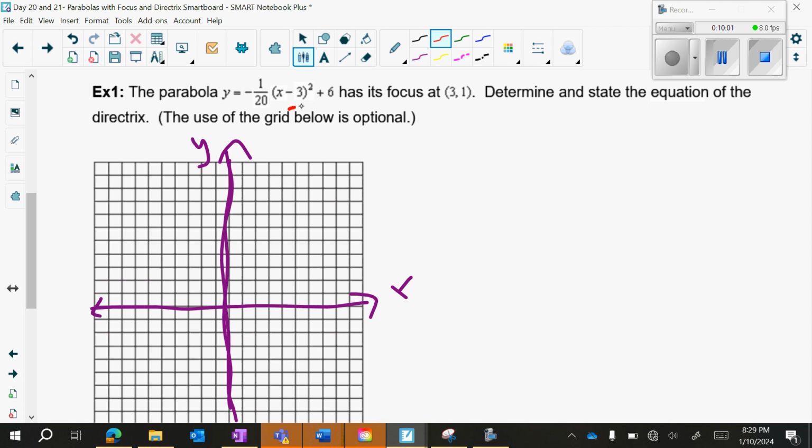All right, so let's look at our vertex. Remember, the vertex is going to be the opposite sign of what's in the parentheses, so it's going to be positive 3, and then keep the sign of the 6. So remember, it would be right 3, up 6.